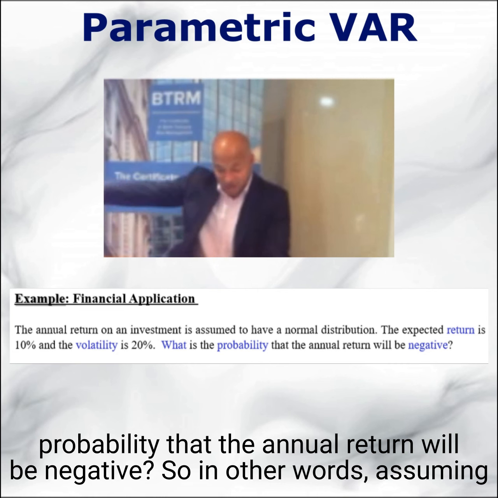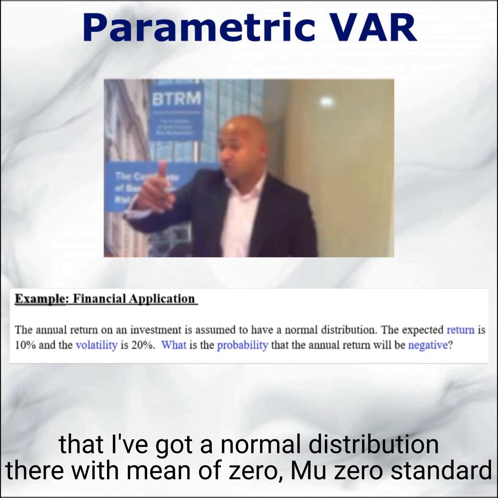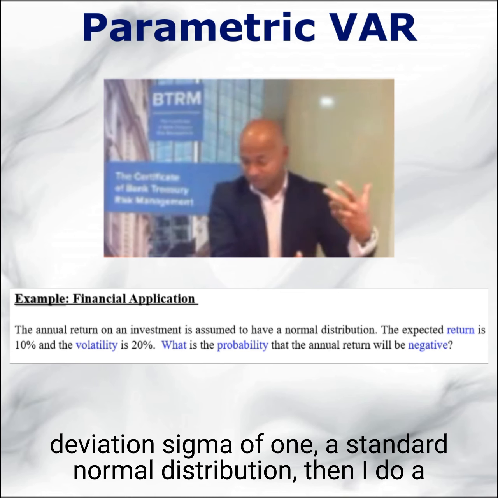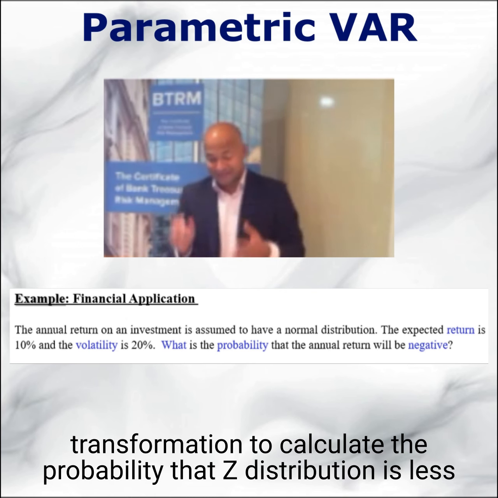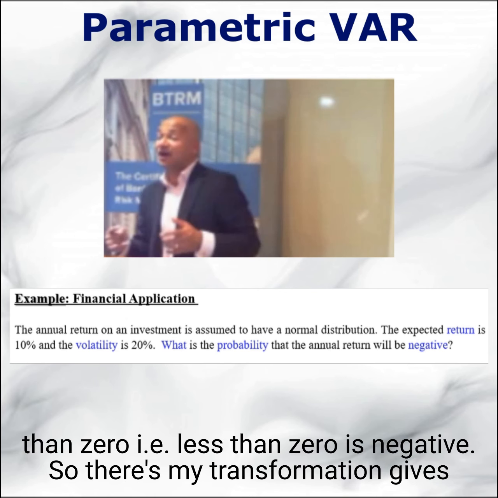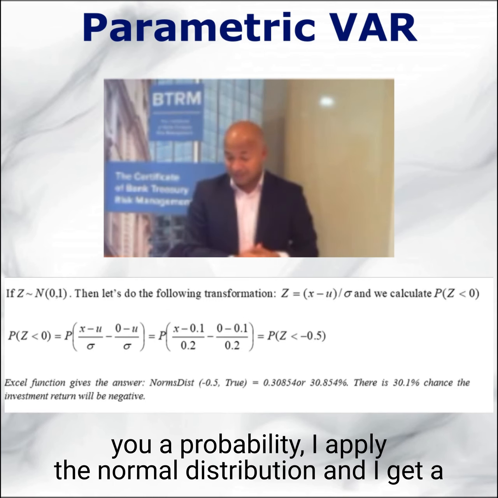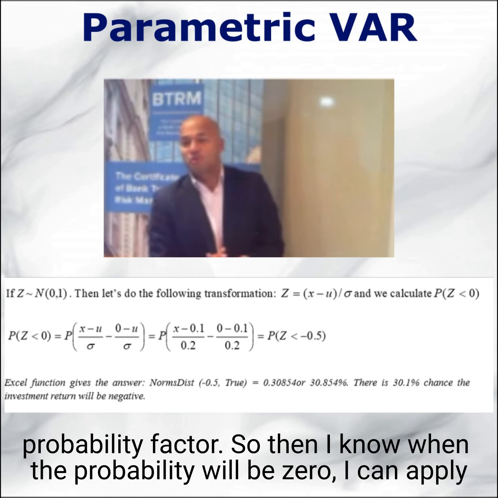So in other words, assuming the Z, I've got a normal distribution there with mean of 0, mu of 0, and standard deviation sigma of 1, the standard normal distribution, then I do a transformation to calculate the probability that Z, the distribution, is less than 0, i.e. if it's less than 0, it's negative. Okay, so there's my transformation, gives me a probability, all right? I apply the normal distribution and I'll get a probability factor.